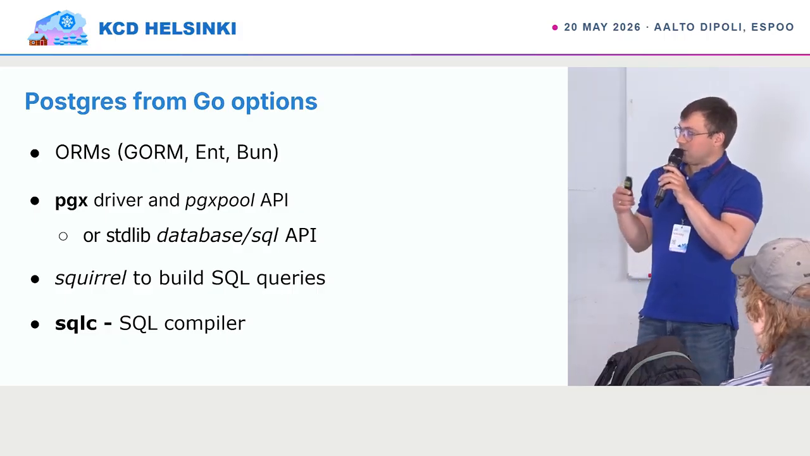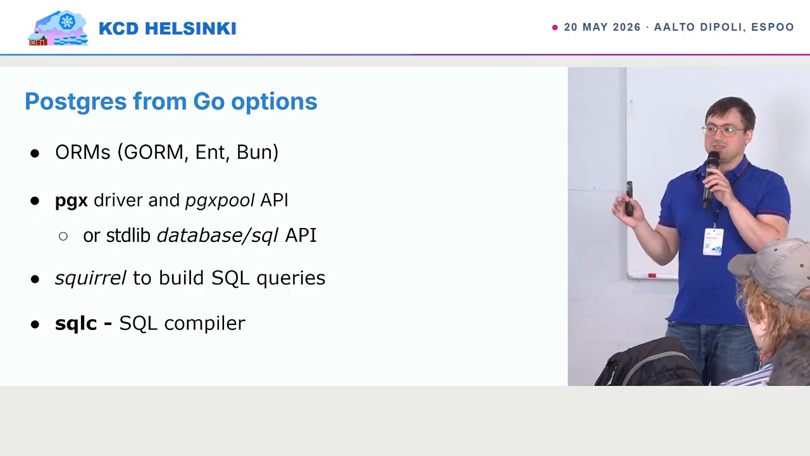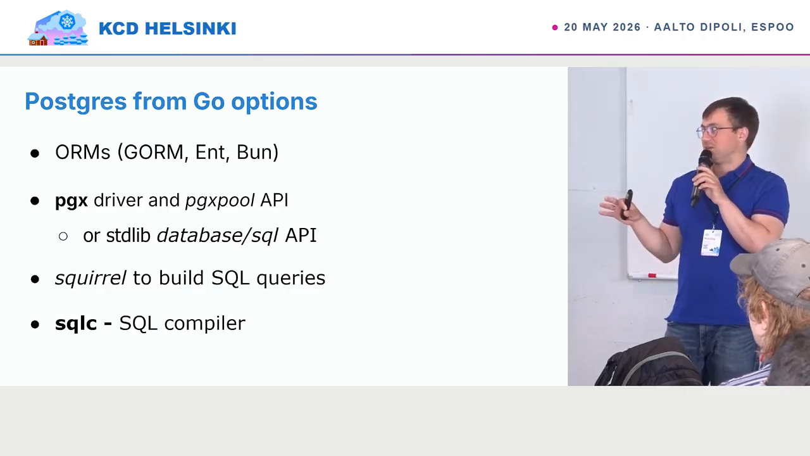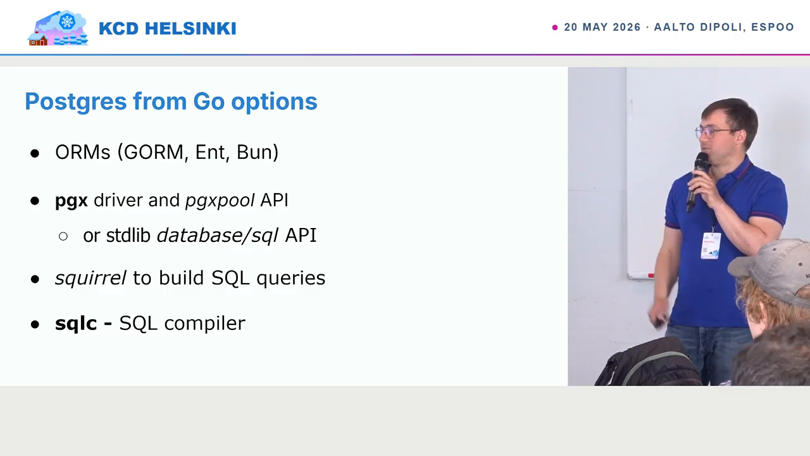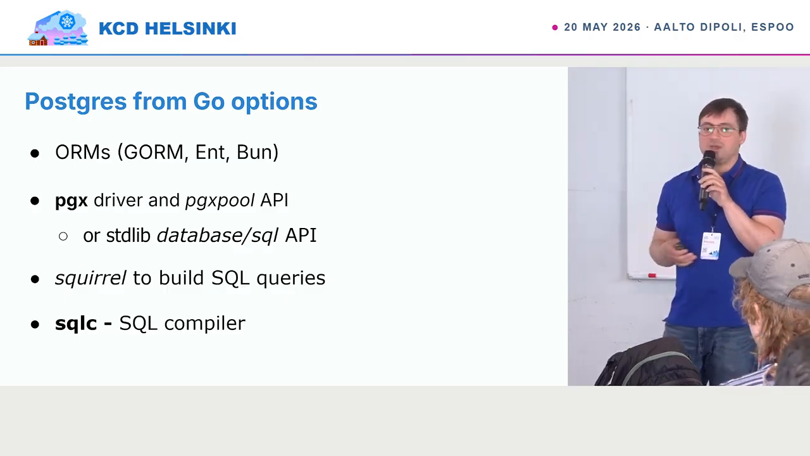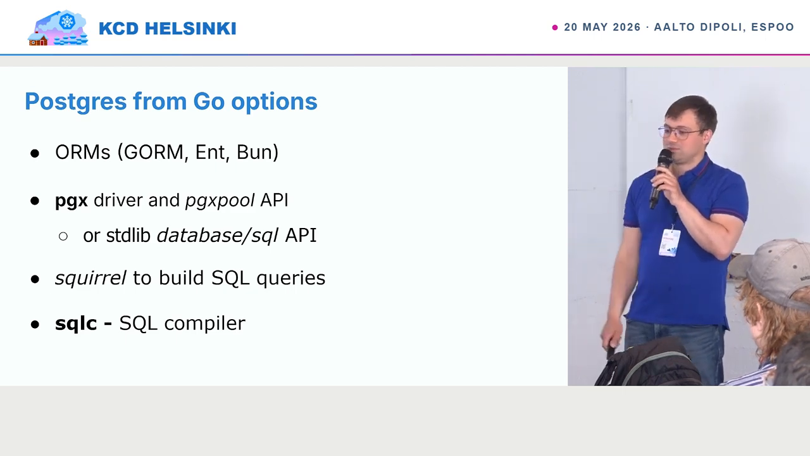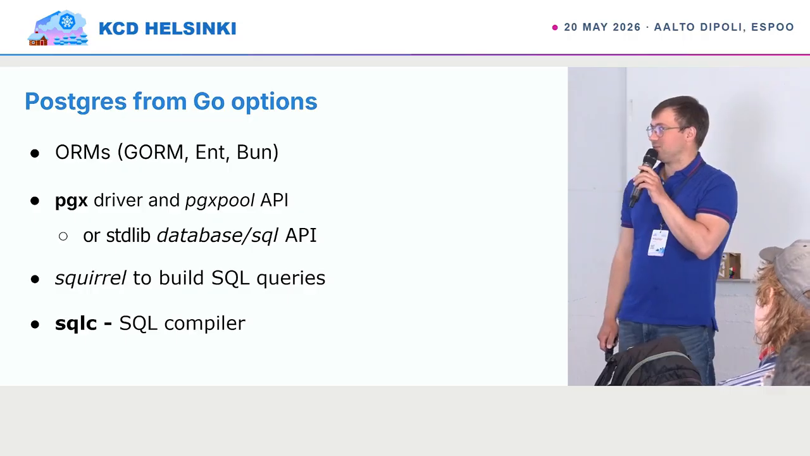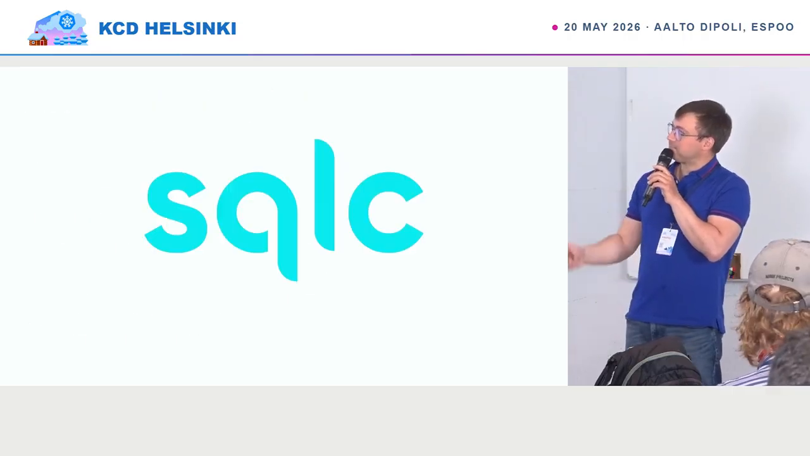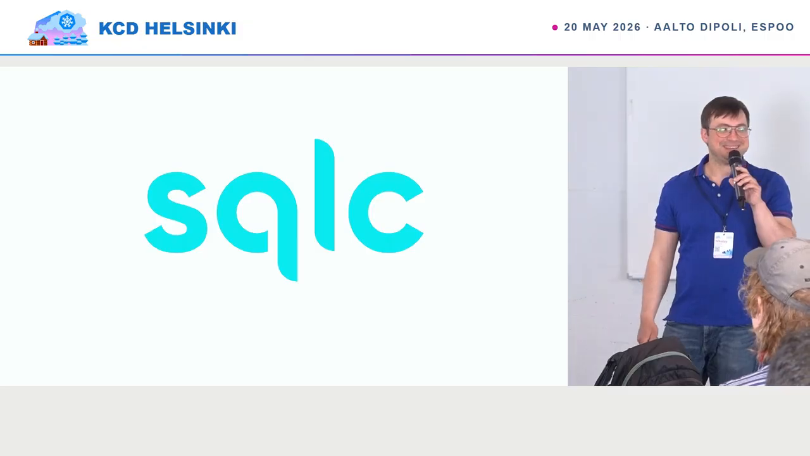And then there are options for how to build the queries. Maybe you start with just a static string in the Go code, but if you want something more dynamic, then you might want to adopt the Squirrel library, which allows you to build SQL queries dynamically in the code. And the tool in the title of this talk is sqlc, which stands for SQL compiler. And this is the logo of sqlc.